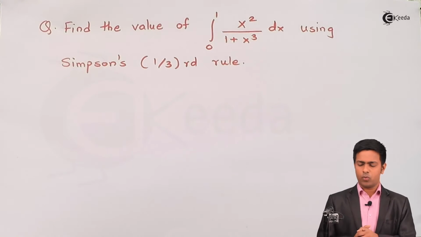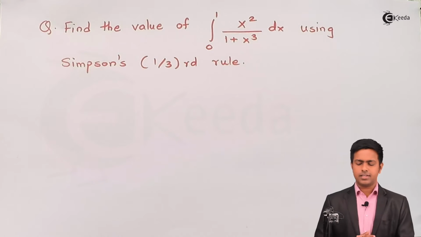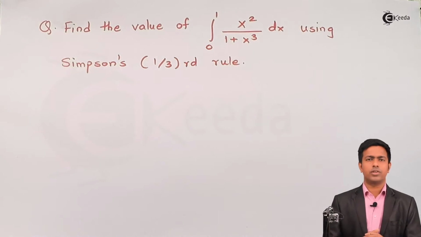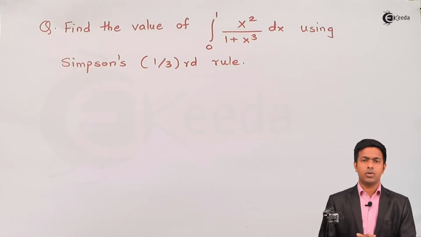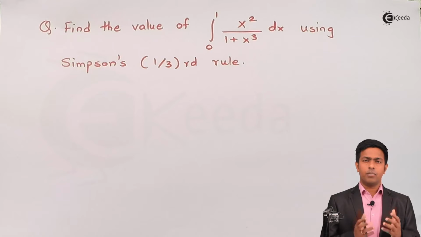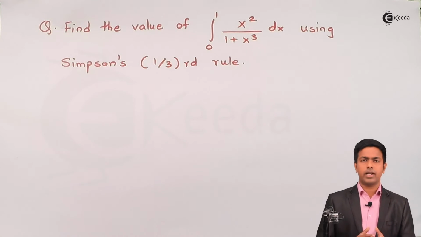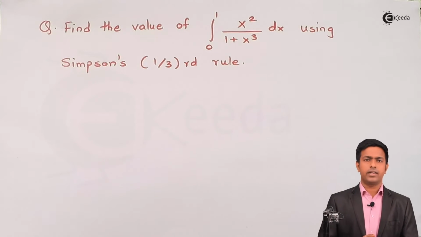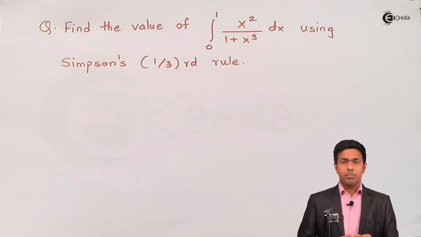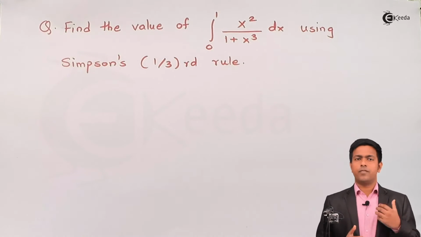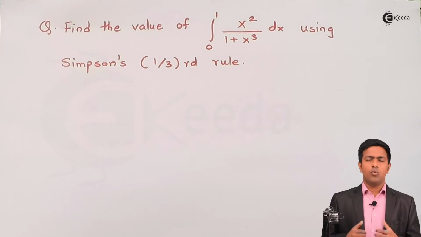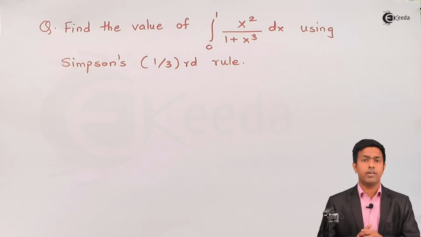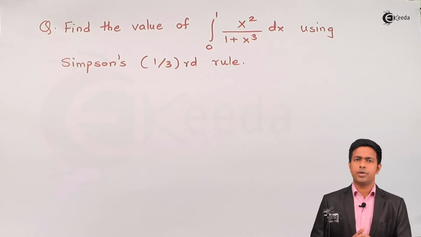x square upon 1 plus x cube dx, and we have to get the value of this integral by using Simpson's 1/3 rule. Now guys, we know the formula of Simpson's 1/3 rule. By using that formula, we are going to get the value of the integration. Before that, if we want to apply the formula, we must get a table which has the value of the given function at different subintervals.